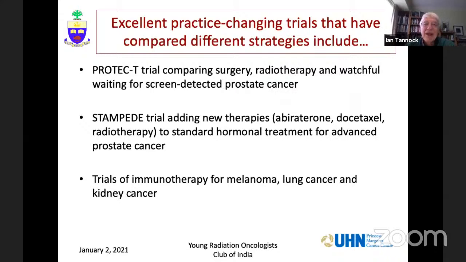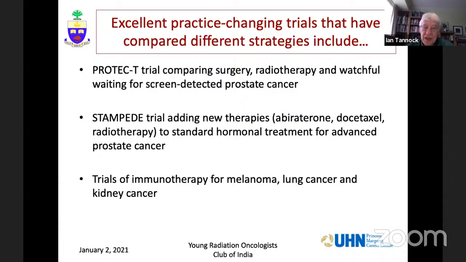So in talking about clinical trials, there have been some very good practice-changing trials that have been published over the last while in various types of treatment. Two of them involved radiotherapy, because I gather you're all radiation oncologists. The ProtecT trial compared surgery, radiotherapy, and watchful waiting for screen-detected prostate cancer. It is an amazing trial, where you compare different modalities of treatment. It showed that at 10 years, less than 2% of people with PSA-detected prostate cancer actually die of their disease. Most die of other things, and there was no difference between surgery or radiotherapy in terms of death. With watchful waiting, there was more progression.